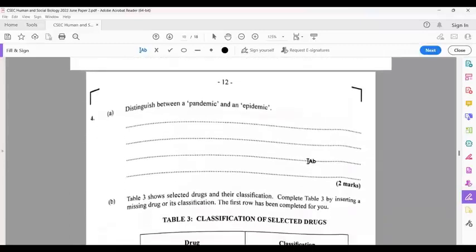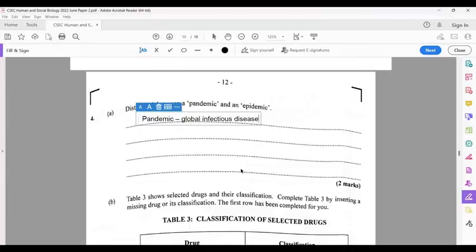So now we move into question 4. Distinguish between pandemic and epidemic. And I think everyone should be very, very familiar with this question, considering we were in a pandemic. Pandemic is a global infectious disease. So it's not localized to one specific area. This is a really wide region. Considering we were in COVID-19, it was the whole world. So a pandemic affects a really wide area.